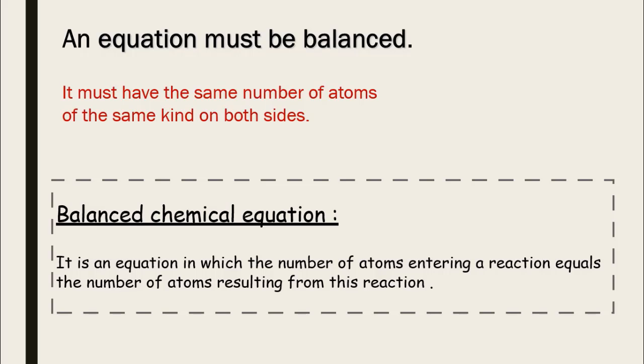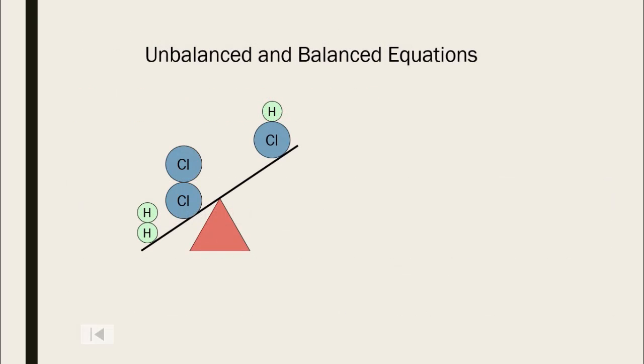The chemical equation must be balanced. What is the meaning of balanced? It must have the same number of atoms of the same kind on both sides. So, a balanced chemical equation is an equation in which the number of atoms entering the reaction equals the number of atoms resulting from this reaction.